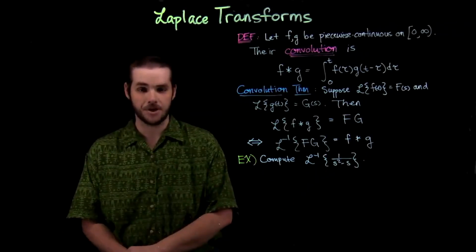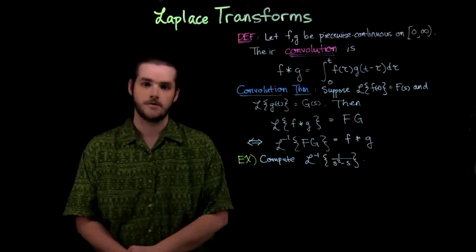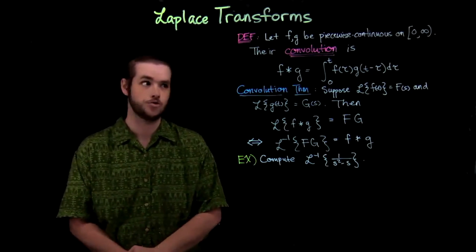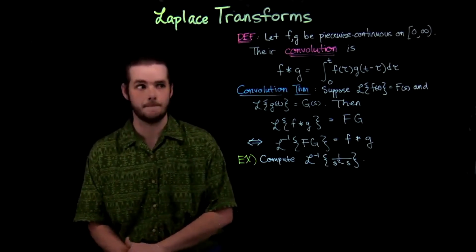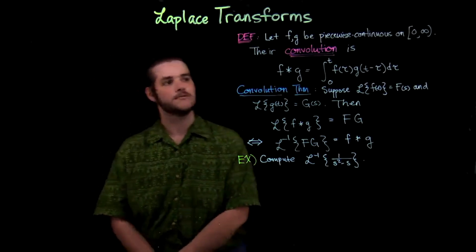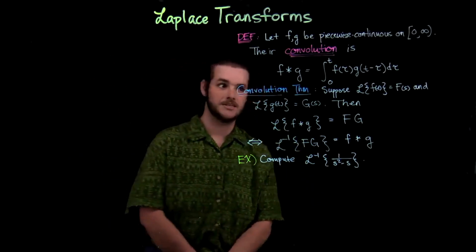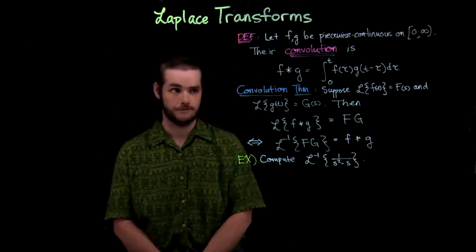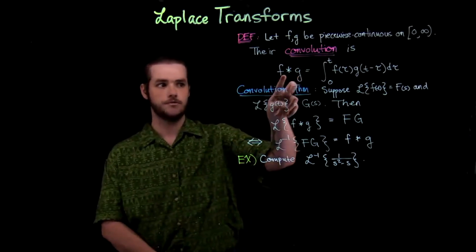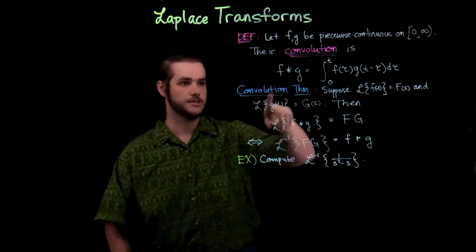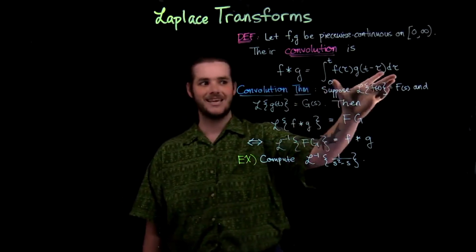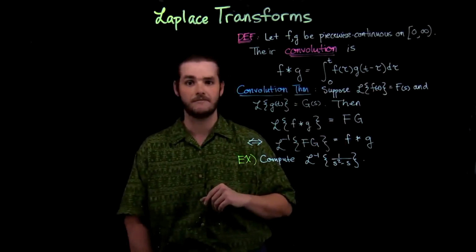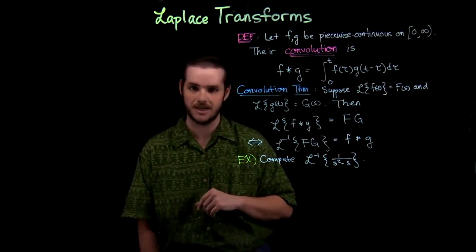For this next property, we need a quick definition. The convolution of two piecewise continuous functions, meaning they're continuous at most finitely many points. But f and g are piecewise continuous functions defined from 0 forward. Their convolution, we use a star or an asterisk, right? F convolved with g is this integral, the integral from 0 to t of f of tau times g of t minus tau d tau.